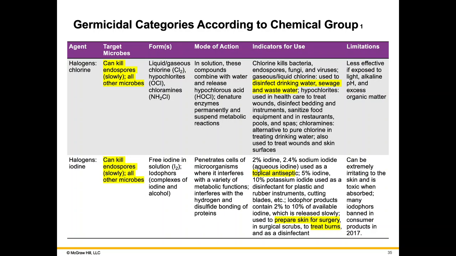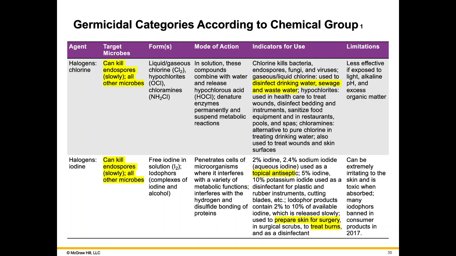So one example of a classification of chemical agents that are used as germicides is halogens. For anybody that's taken chemistry, you might know what those are. They're specific to the 7th column, I believe it is, on the periodic table. Things like chlorine. Chlorine can kill endospores slowly and all other microbes. That's why it is used as an effective disinfectant for drinking water, or even your pool, for example, at home.